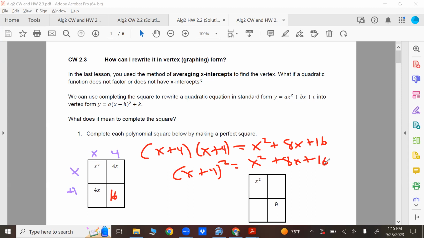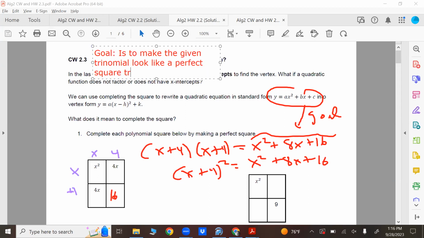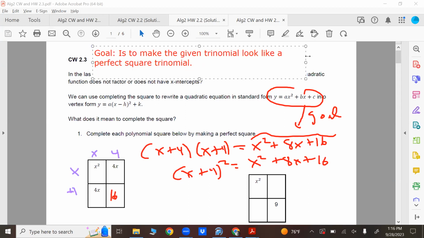So what you need to do is make this look like this. That's our goal. Is to make whatever you're given. So let me write this as a text box so it's clear what I'm asking you guys to do. The goal is to make the given trinomials, I know spell, sorry, look like a perfect square trinomial. And what's a perfect square trinomial?